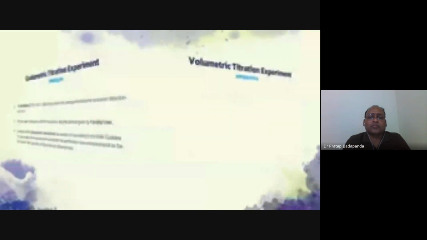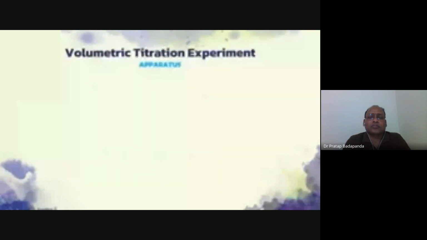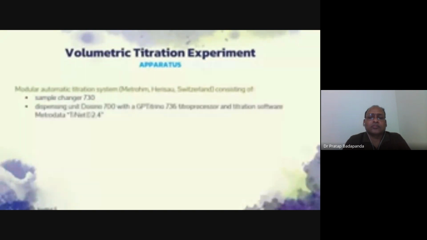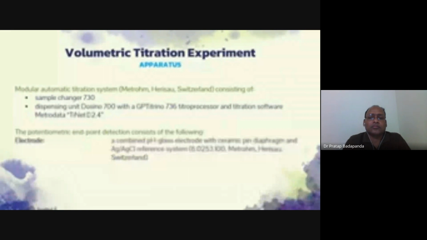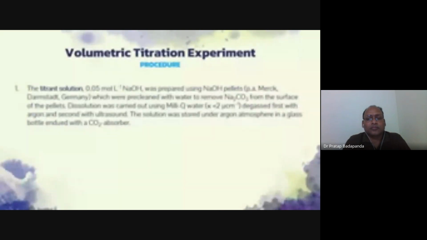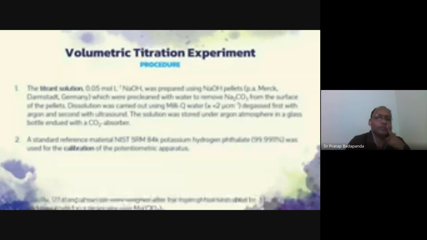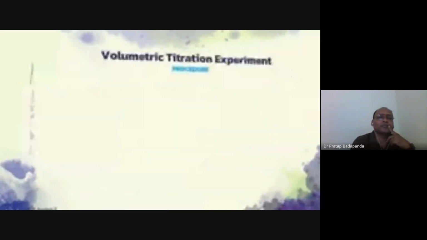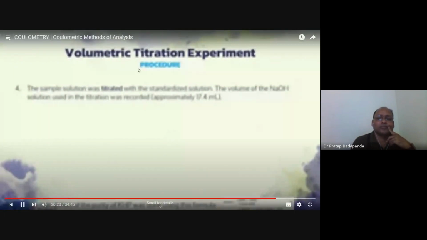For the volumetric titration experiment, titrations were carried out using a modular automatic titration system, consisting of a sample changer and a dispensing unit. For potentiometric endpoint detection, a combined pH glass electrode and silver-silver chloride reference system was used. The experimental procedure involves the preparation of the titrant, calibration of the apparatus, drying of the sample, titration of the sample, and calculation of purity and measurement uncertainty.